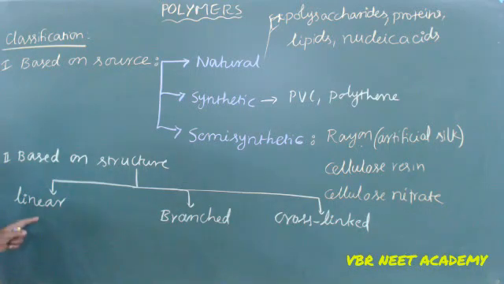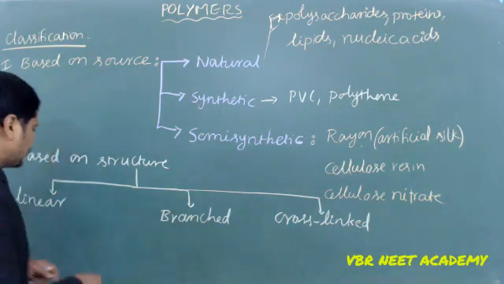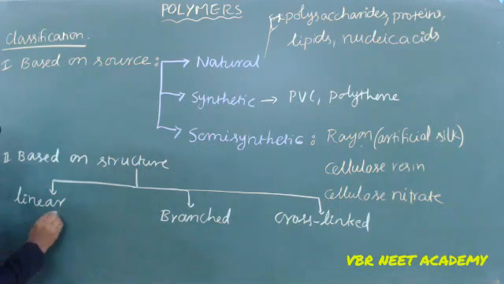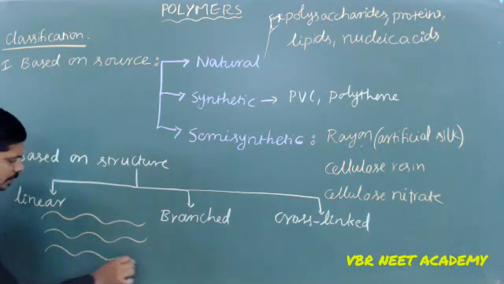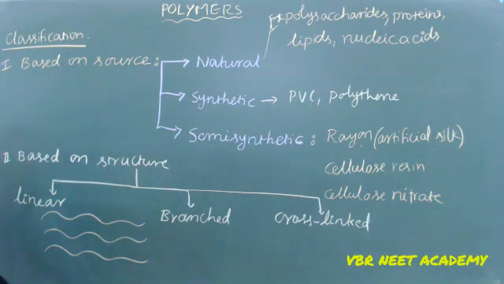So the first one is the linear polymer. What is a linear polymer? The polymer exists in a linear structure, where the monomeric units are arranged in a linear fashion. This is how we have linear polymers. They are completely polymerized in a linear type, so the structure of that polymer is in a linear fashion.